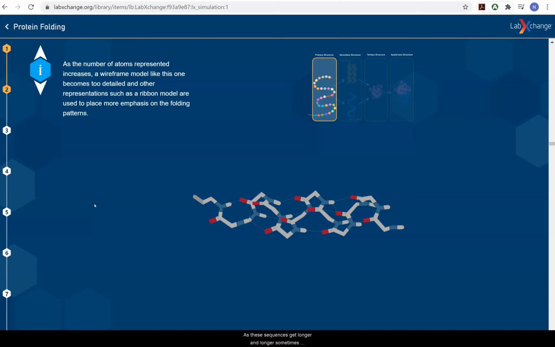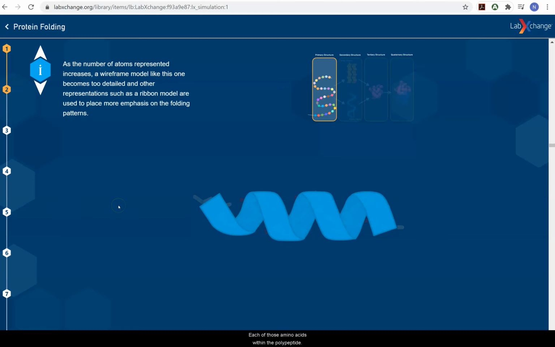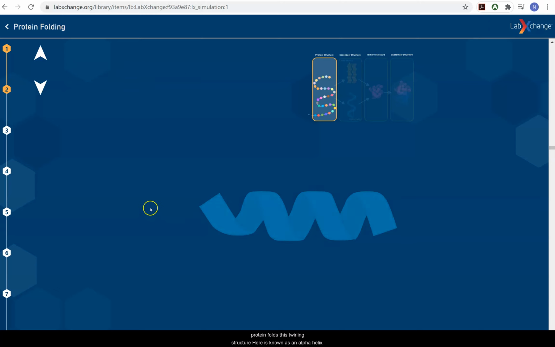As these sequences get longer and longer, sometimes rather than writing out that entire sequence with all of the letters, you'll use a wireframe model like this to show each of those amino acids within the polypeptide. Or if that is still too messy and too complicated, you might show it as this ribbon diagram to show how that protein folds. This twirling structure here is known as an alpha helix.